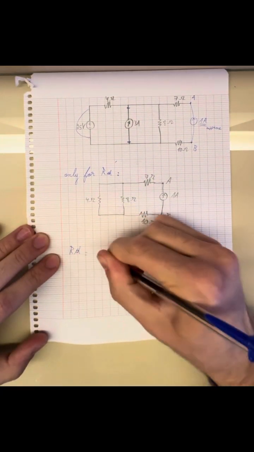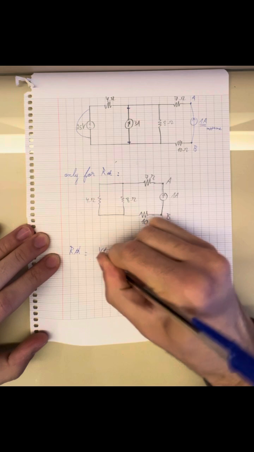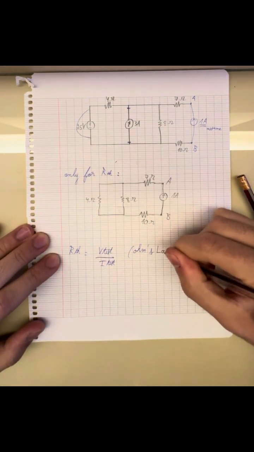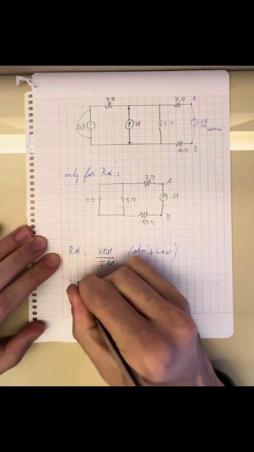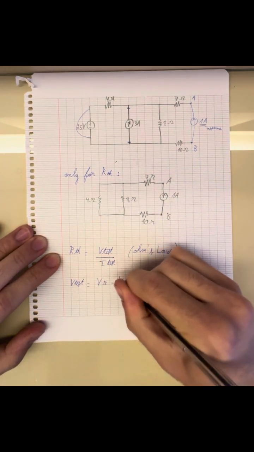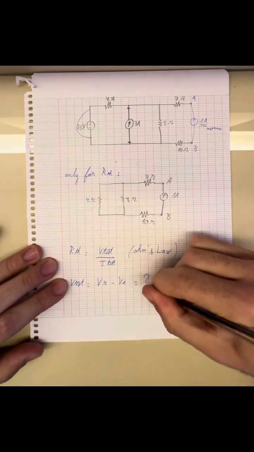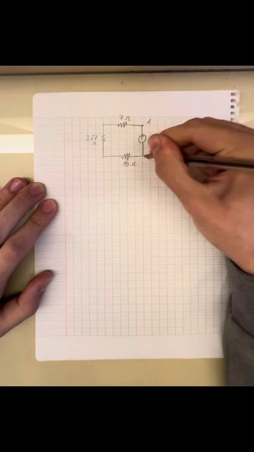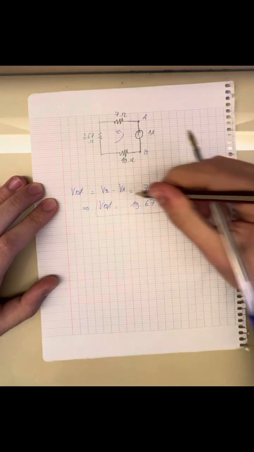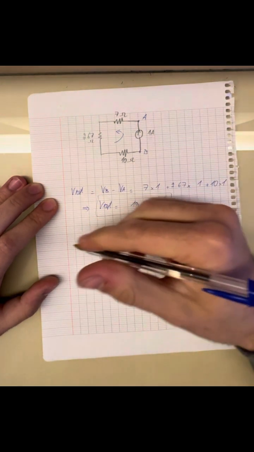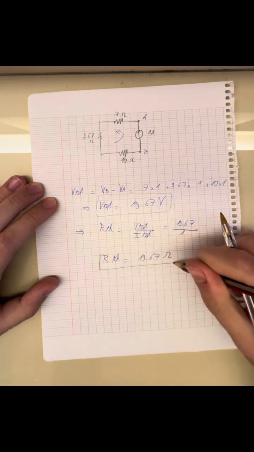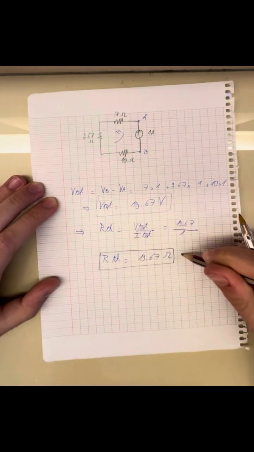Afterwards, we should know that the Thevenin resistance is equal to the test voltage over the test current values, which is basic Ohm's law. And to get the test voltage, we should do Kirchhoff's voltage law. We will have only one loop, and we will apply Kirchhoff's law to get the test voltage, and then we will apply Ohm's law to get the Thevenin resistance, which will be the same value as before.